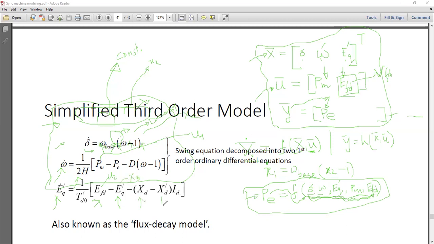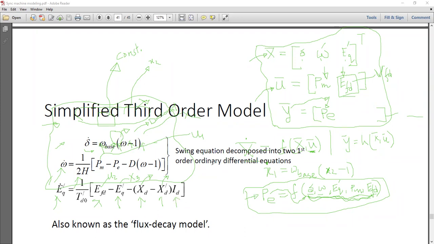XD and XD dash, these are reactances. Again, this should be provided by the manufacturer in the dynamic data set. Even if you don't have that data set, if the machine is pretty old and you have lost it, then of course there are certain standard tests by which you can determine these values, XD and XD dash, for a physical, real machine. So these are fixed. Once you know these values, these are constants.